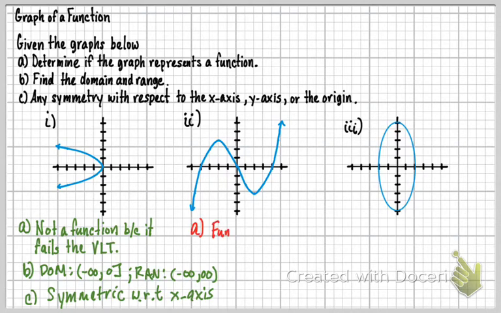And I'm going to write function because it passes the vertical line test. Now for part B here, part B says determine or find the domain and range. Now the domain is going to be all my x values, how far left and how far right we go. So if you notice, it's going to go all the way left, all the way right, and everything in between.